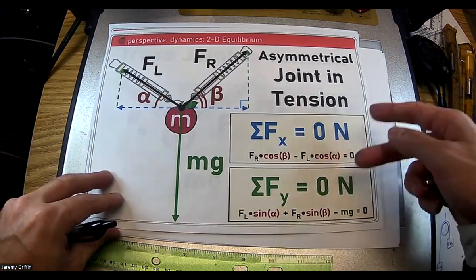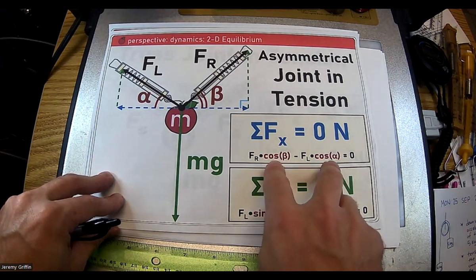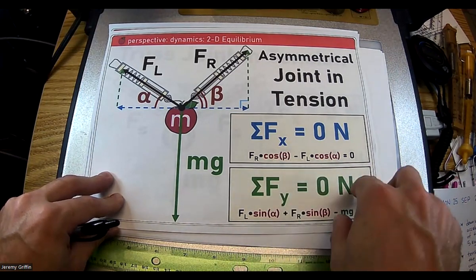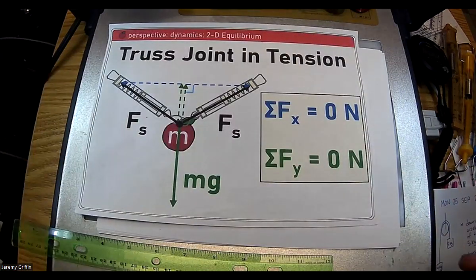So it's still the same framework, it just gets a little bit more complicated because now you've got two unknown tension forces, an alpha and a beta, and sines and cosines floating around. This is a little more complicated version. Here's a simplified version of what we're doing.